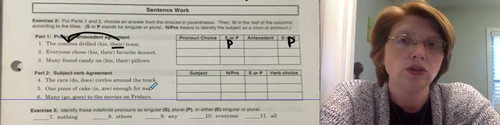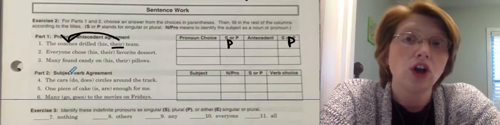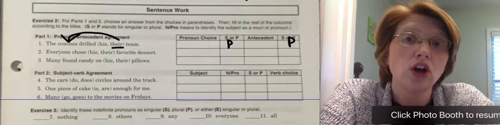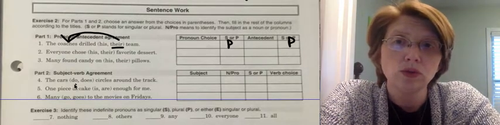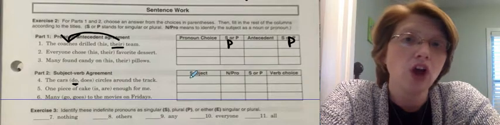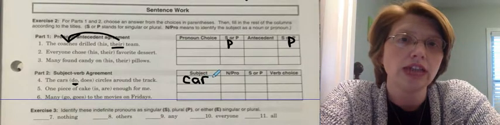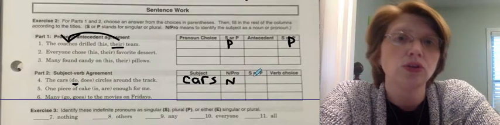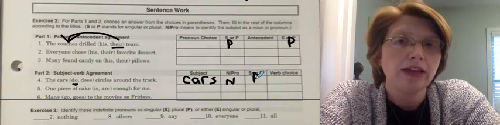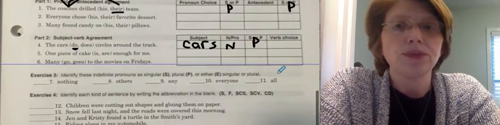This one too. But this one you need to identify the subject. The cars do circles around the track. We're going to pick the word do, and then we're going to write cars as the subject because we need to put the subject here. So cars, is cars a noun or a pronoun? Cars is a noun. Is it singular or plural? It's plural. And then your verb choice is do, so you're going to write the word do there.